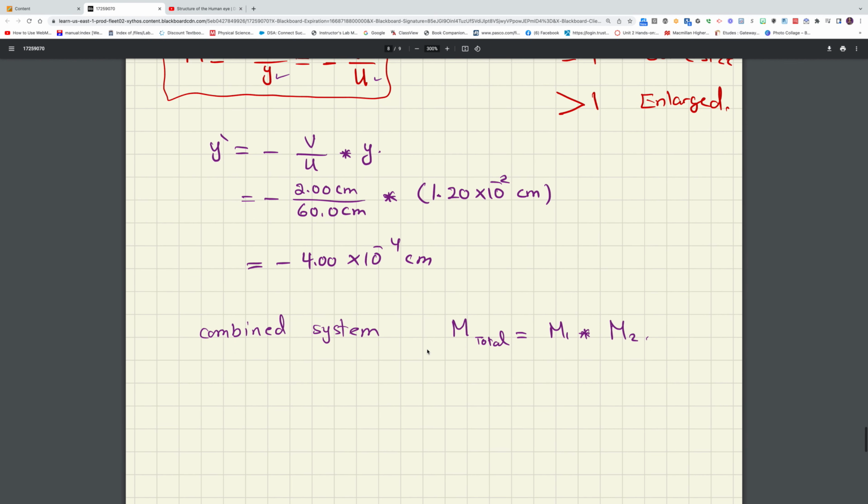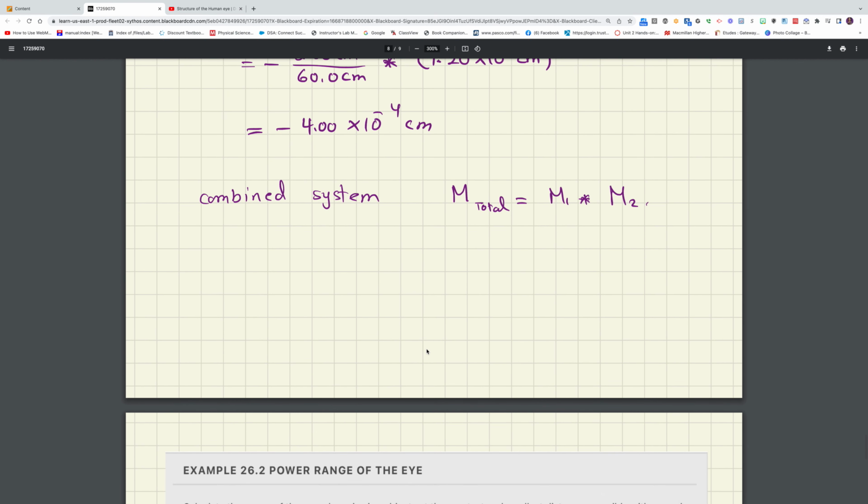All right. When we have a combined system, the total magnification is going to be M1 times M2. We did not start working with this. We're going to work on it in the next video.